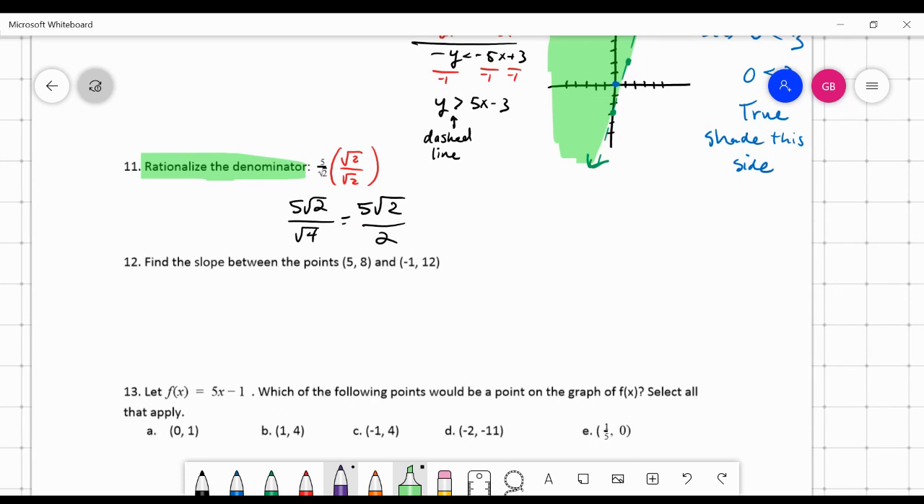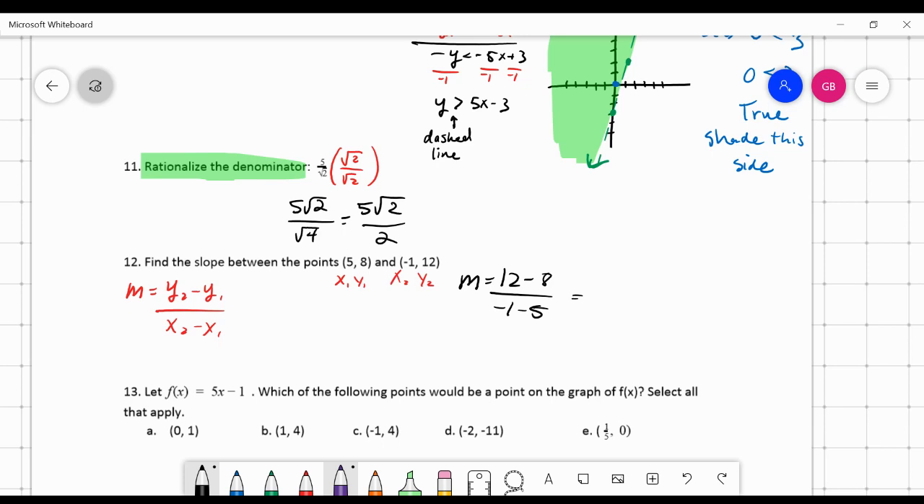Number 12, find the slope between the points 5, 8 and negative 1, 12. So remember the slope formula: actually, no, sorry, the y goes on top. y2 minus y1 over x2 minus x1. So I'm going to label the points. Okay, so now I'm going to substitute the values in. So the slope is 12 minus 8 over negative 1 minus 5.